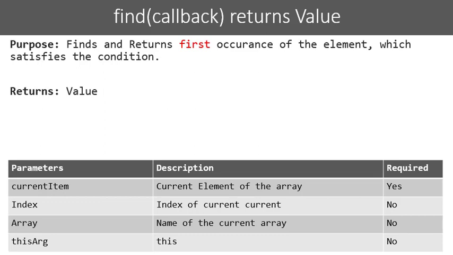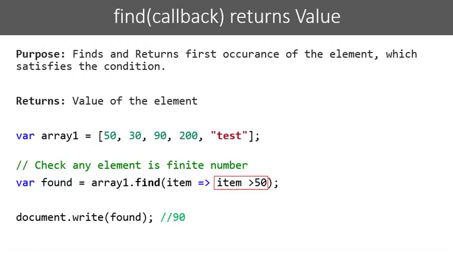The find method accepts a callback and returns the value of the first element which satisfies the condition. So you can use this method to find a specific value from the array. It returns the first value which satisfies the condition by the callback function. So findFirst could have been a better name for this method. Here in this example, the find method is used to get the first element which is greater than 50. It returns 90 because it is the first element which is greater than 50.